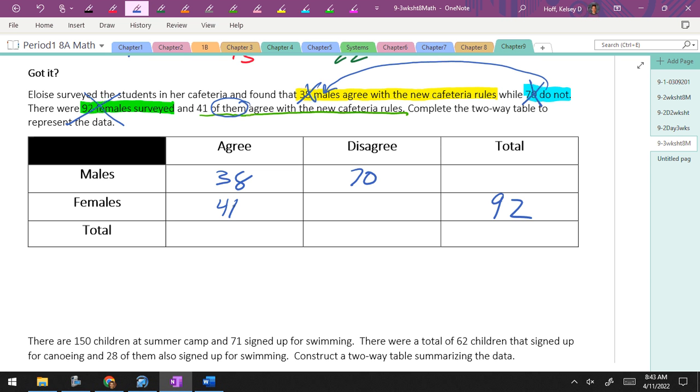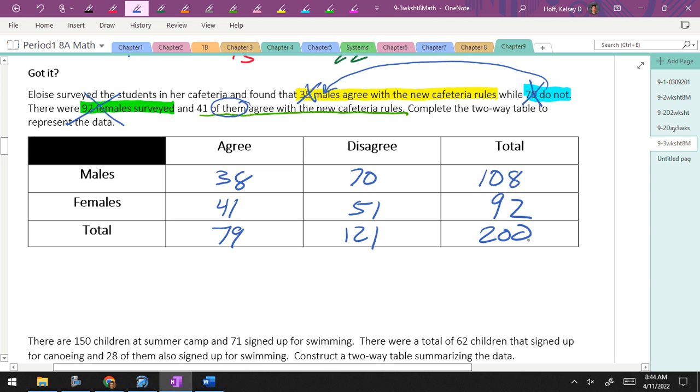All right, ready? 38, 70, 108. 41, 51, 92. 79, 121. Should be 200, right? 200. Here's the biggest thing. If you have those first four numbers in the wrong spot, it's not going to go well. So you have to read carefully.